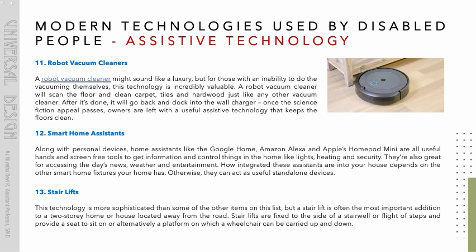13. Stair lifts. This technology is more sophisticated than some of the other items on this list, but a stair lift is often the most important addition to a two-story home or house located away from the road. Stair lifts are fixed to the side of a stairwell or flight of steps and provide a seat to sit on or alternatively a platform on which a wheelchair can be carried up and down.